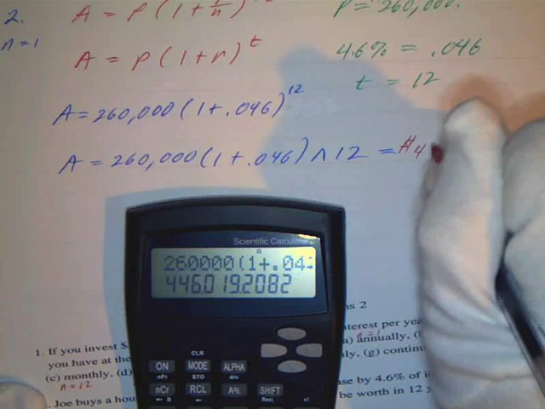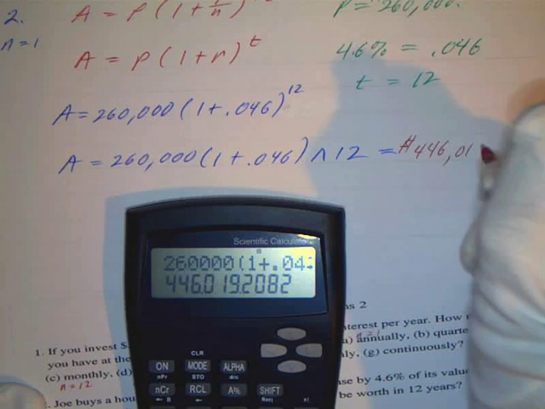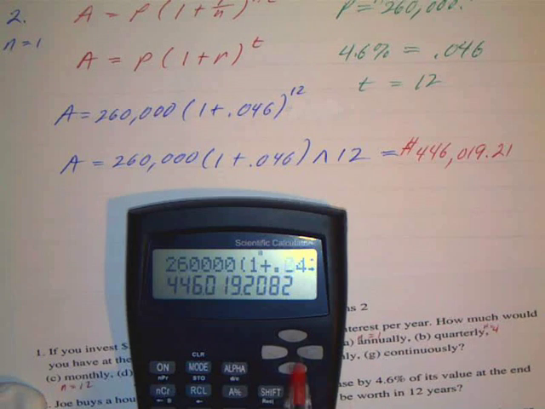$446,019.21. Since 8 is bigger than 5, I add 1 to that. So in 12 years, you've made almost a couple $100,000 just by making your house payment.